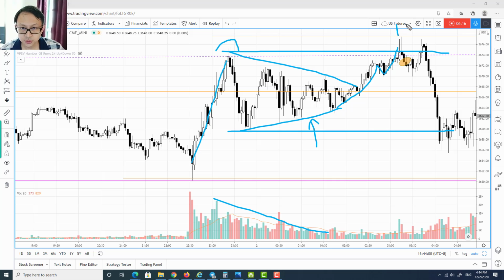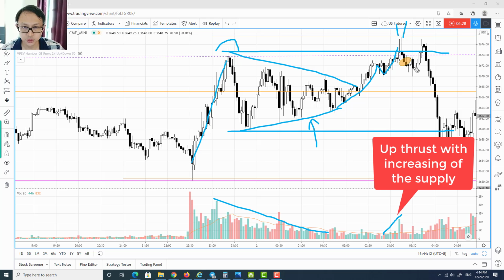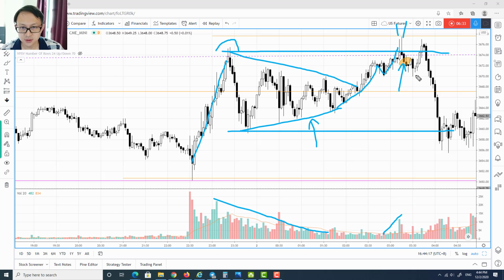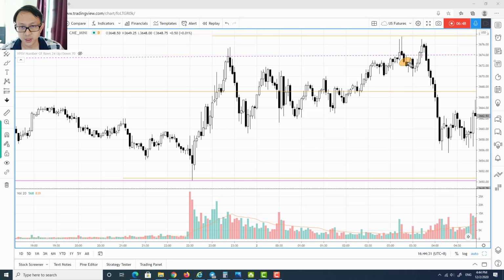we see that there are two rejection tails and supply is increasing, and that's actually prompted a very good entry to go short because it's a very typical upthrust type of entry. So you see that I kind of marked it up with this circle. Right after this first bar and then second bar, both bars showing rejection with the increasing of the supply there, and the third bar actually just confirmed that, so acted as a confirmation, at least for me.